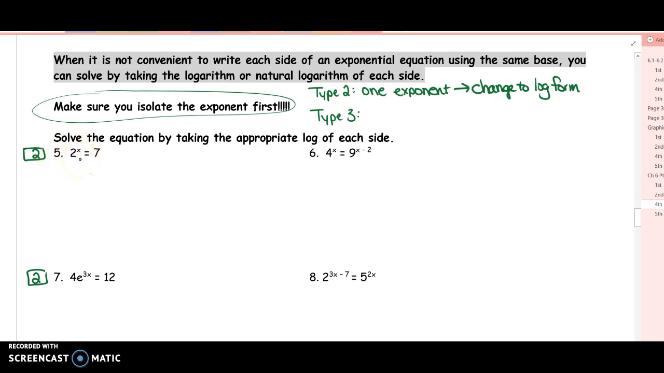Log base 2 of 7 equals x. If you have a fancy calculator, you can punch in alpha window and do log base and then fill in the 2 and the 7 and figure out what it equals. If you don't have a fancy calculator, you can use the change of base formula and do log button 7 divided by log button 2.